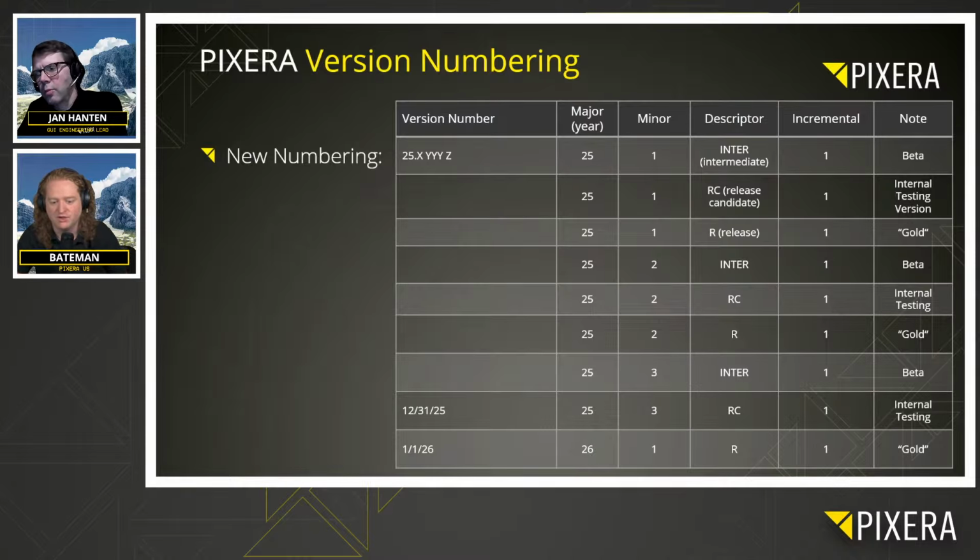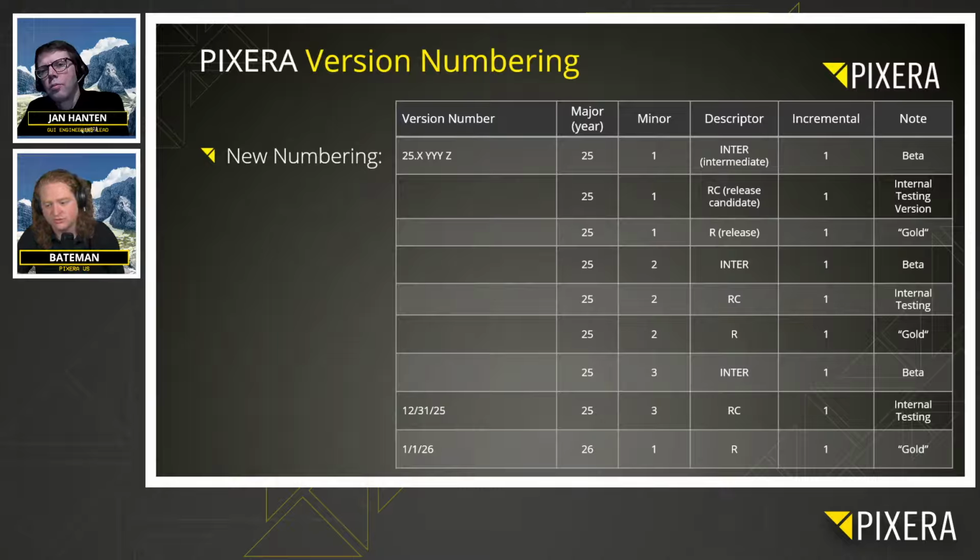Even though we've been doing a bunch of development on it, that version number just turns over with the new year. Yeah, correct. We've also added a version descriptor. You talked about R, which is release. We also have RC, which is release candidate.